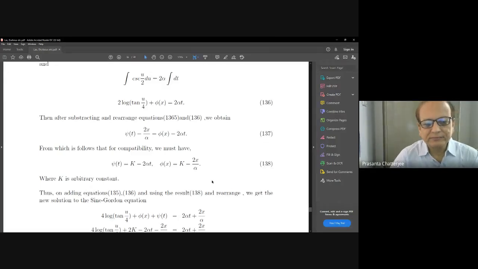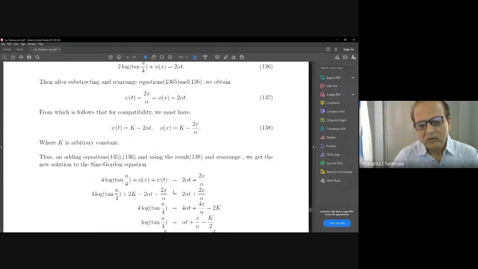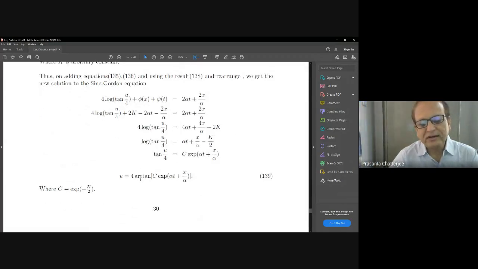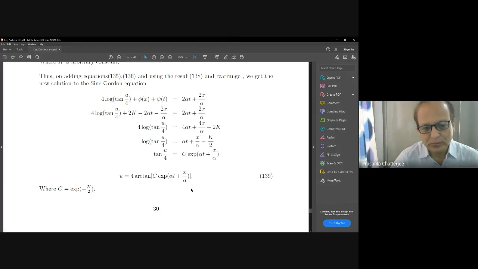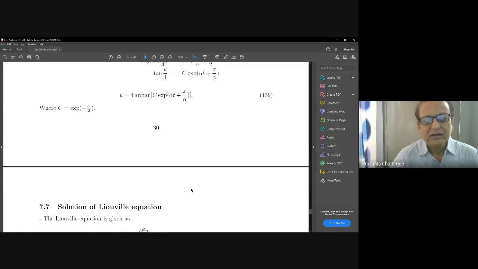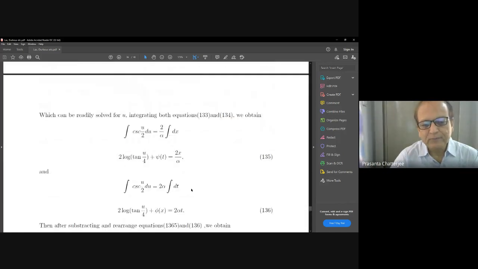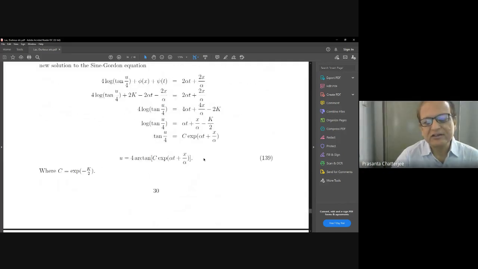Now putting the values of phi and psi, we can get the solution as tan u by 4 equal to c to the power alpha t plus x by alpha, or u equal to 4 arctan of c to the power alpha t plus x by alpha, where c equal to e to the power minus k by 2. So starting from the zero solution, we can obtain a solution which is not trivial, that is, a non-trivial solution. This is the beauty of the Backlund transformation.